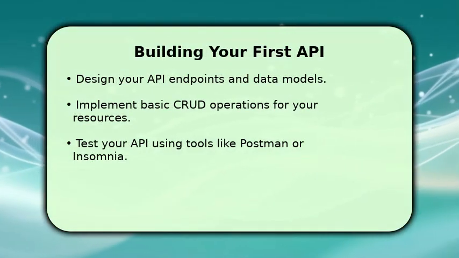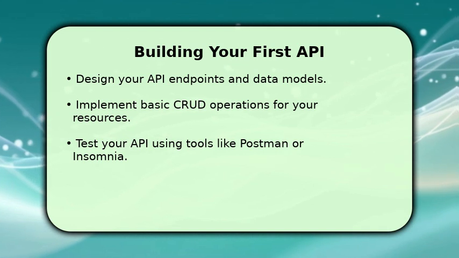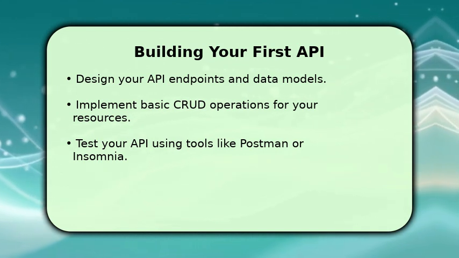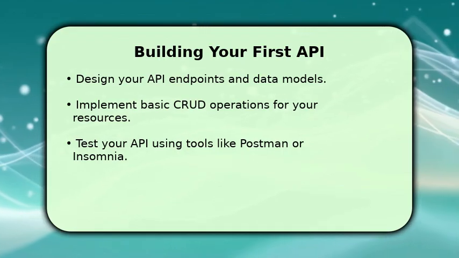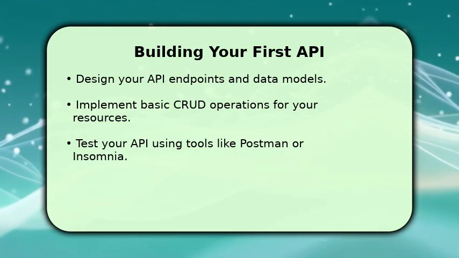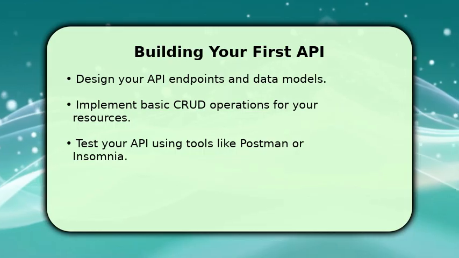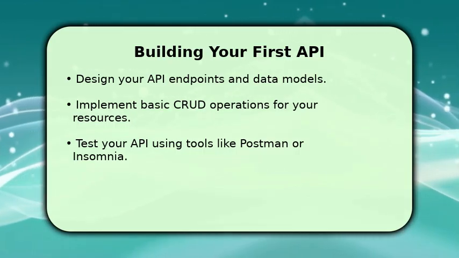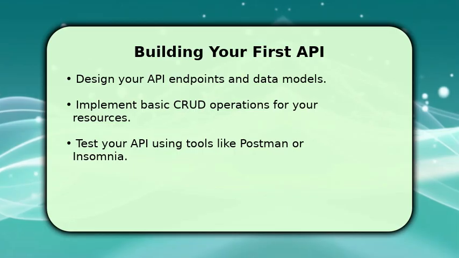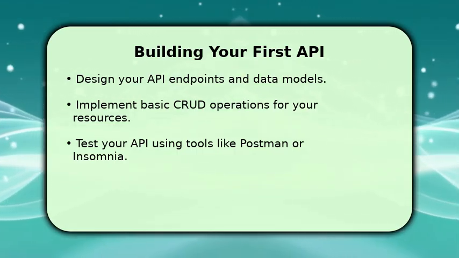Now, let's build your first API. Start by carefully designing your API endpoints and defining your data models to structure your application's information. Then, implement the fundamental CRUD operations: create, read, update, and delete for your resources, allowing users to interact with your data. Finally, thoroughly test your API using powerful tools like Postman or Insomnia to ensure everything works as expected.